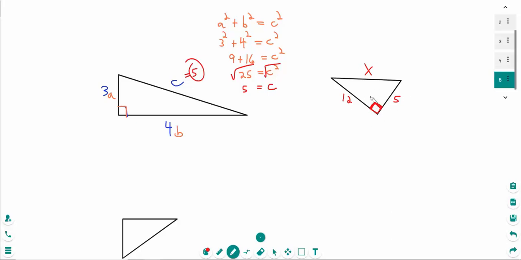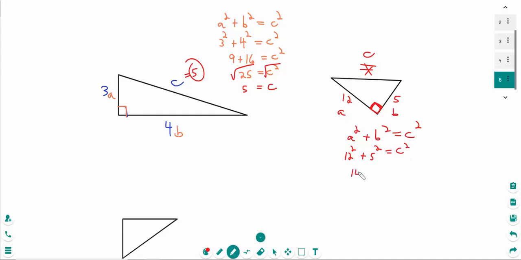That means the two sides touching that corner, it doesn't matter which we call which, could be A and B, or it could be the other way around. Now once we have that labeled, we know that this side is our hypotenuse. So X is the hypotenuse, which means that X is actually the C. Then we can work out our formula. Our formula says A squared plus B squared equals C squared, and we can plug things in. We have 12 squared plus 5 squared equals C squared.